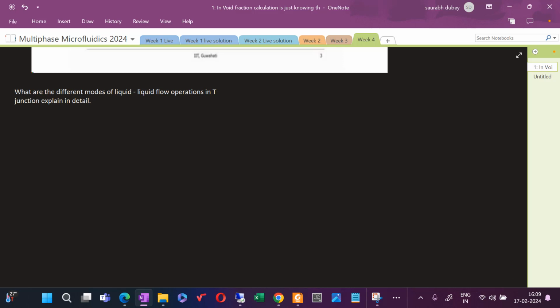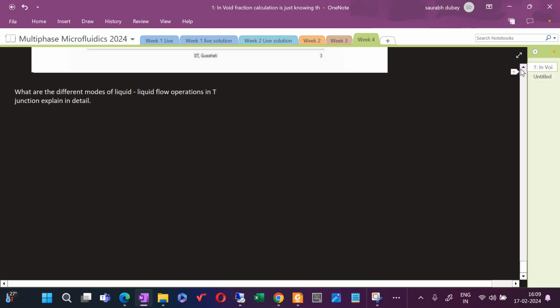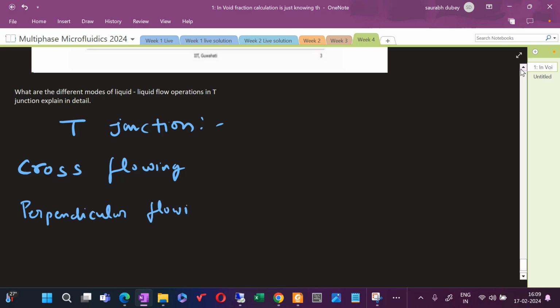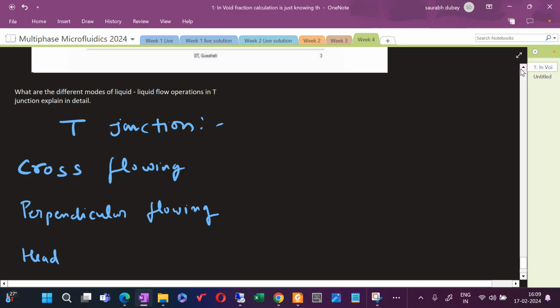And this, you see, there are different flow things that can happen in the T junction. First is the cross flowing. Second, what can happen is the perpendicular flowing. And the next what could happen here is the head on flowing. So head on flow, cross flowing, perpendicular flowing. So this is the situation for the cross flow.